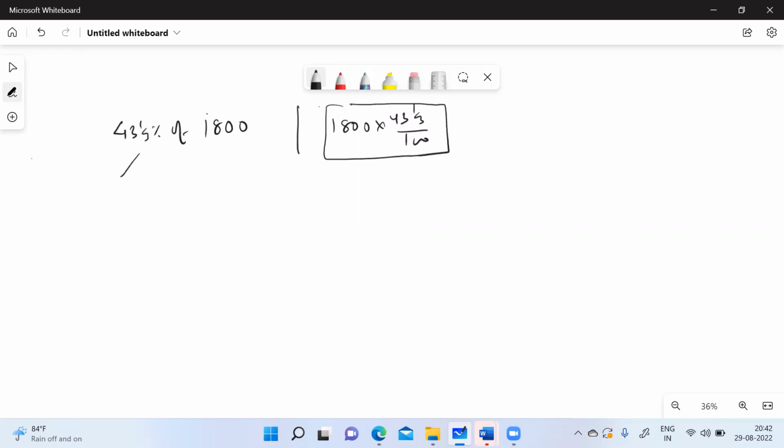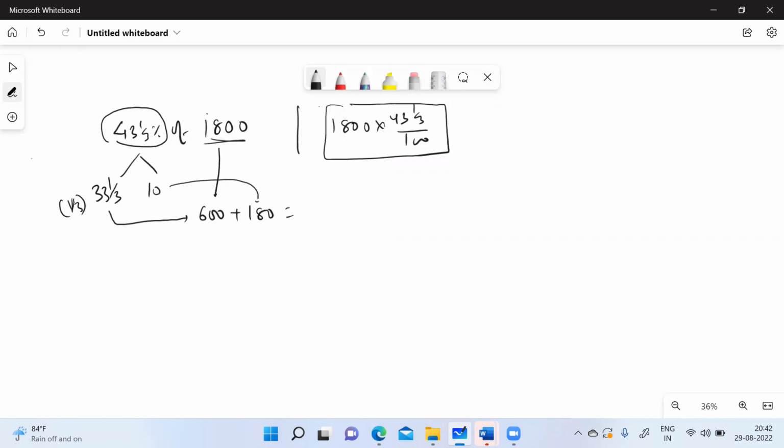But if you break this percentage into two parts, you can easily see that there is 33 1/3% in it, and the second part has 10%. So now this will be 600, because this is 1/3 of the number, and 1/3 of 1800 is 600, and 10% will be 180. So rather than doing this calculation, I can just add these two numbers to find out the value of this percentage.